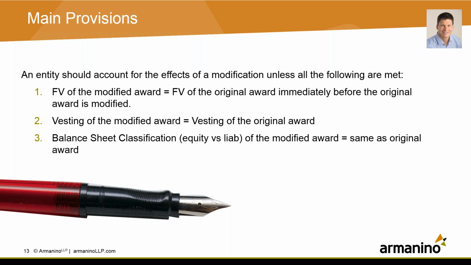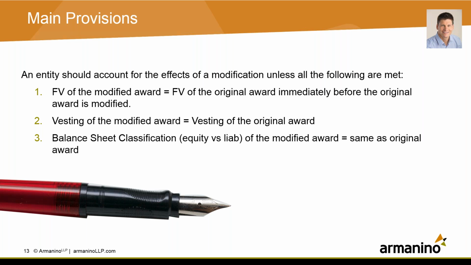So walking through each of these three criteria, first, basically take a look at the fair value of the modified award one day before the modification. So if you're running a Black-Scholes model and you ran that to calculate the fair value of the stock option at the date of award, you now need to update those assumptions for, again, the day before the modification, rerun the fair value of that award, and then compare it to the modified award.